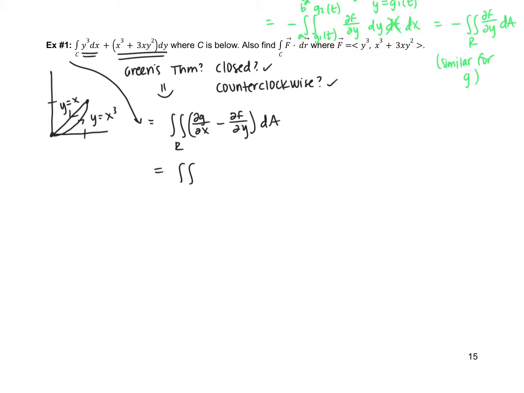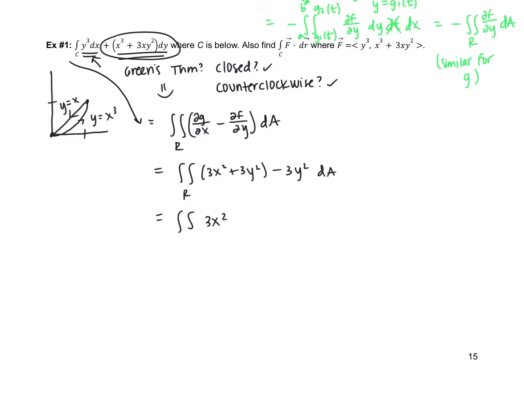Partial of g with respect to x is this one. So with respect to x, that's going to be 3x squared, add 3y squared. Partial of f with respect to y, so that one, so we're subtracting 3y squared over the region R. So there's a dA here. So this just becomes 3x squared.